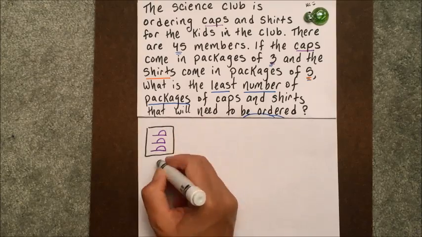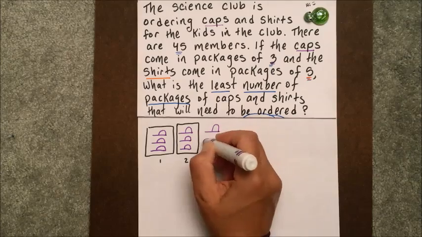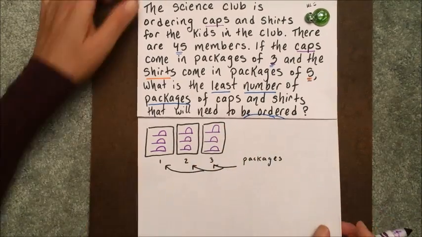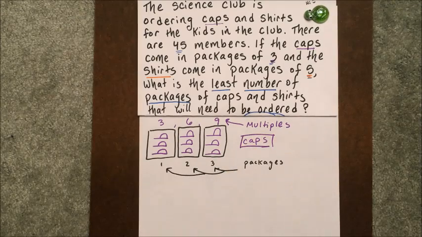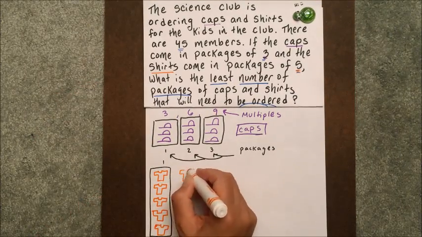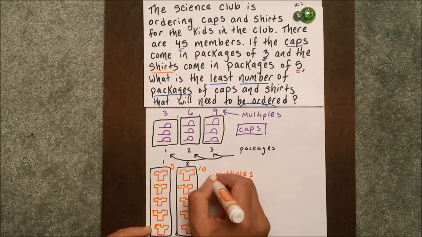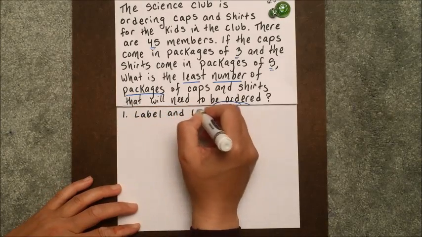All right, here's a quick visual to understand how the multiples work. 1 package of caps has 3 caps, 2 packages have 6, and 3 have 9, and so on. So you're listing out the multiples, but they're grouped by the packages. If we had our shirts, so we have our 5 shirts that come in 1 package, we're going to get the multiples. We need to multiply that enough times to have enough for everyone in the club. So we're going to group them by package, but we'll end up listing out the multiples.